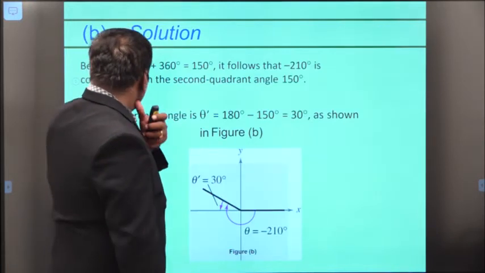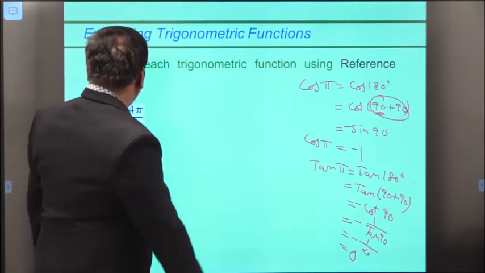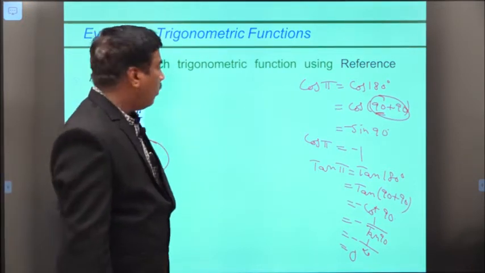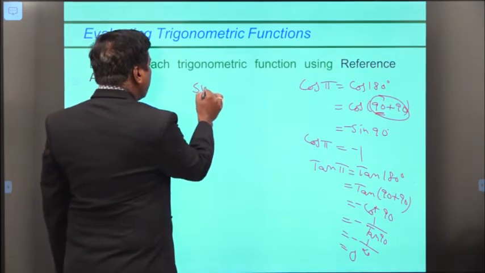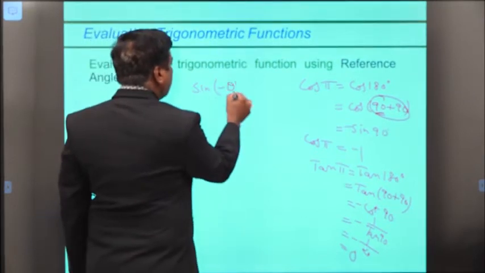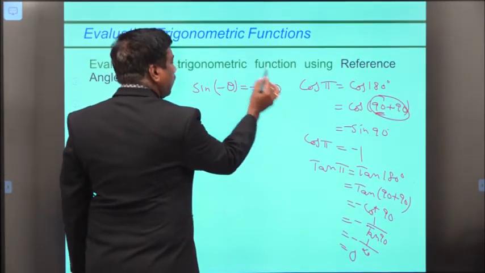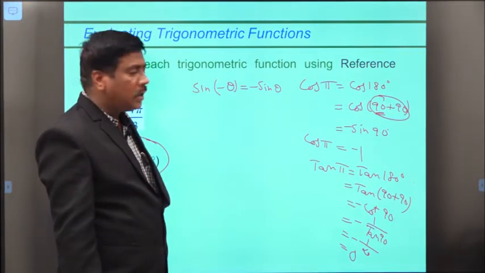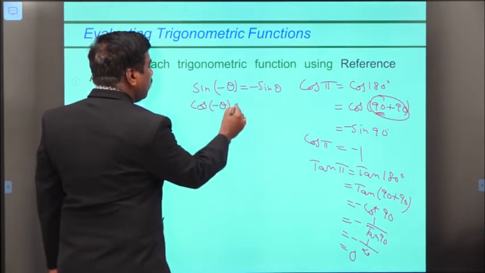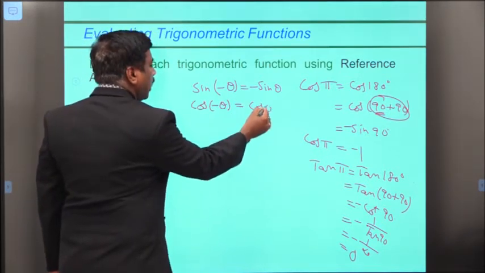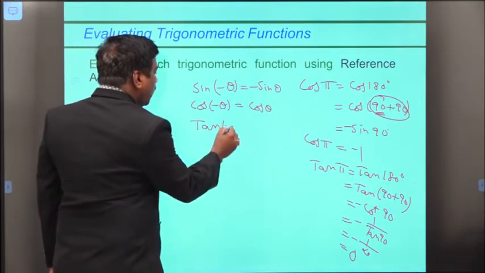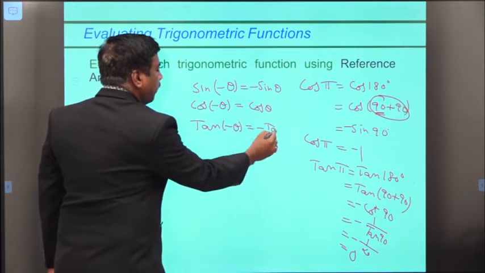Similarly, the second example is tan of minus 210 degrees. We have to use the even and odd functions, which I already explained earlier. Sin of minus theta equals minus sine theta, because sine is an odd function. And cos of minus theta equals plus cos theta, because cos is an even function. And tan of minus theta is equal to minus tan theta.